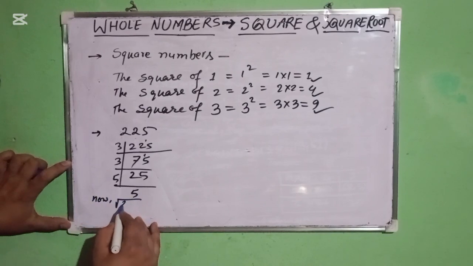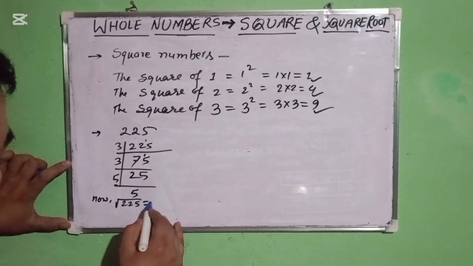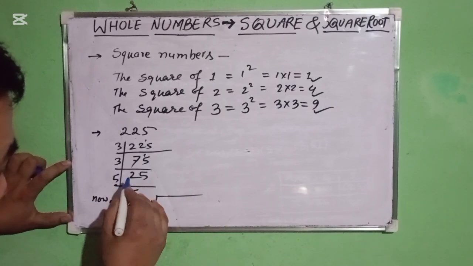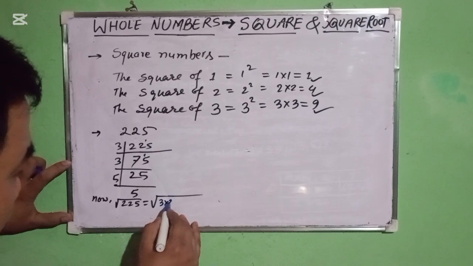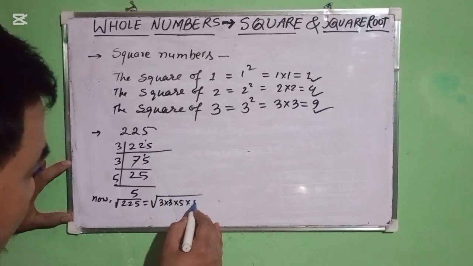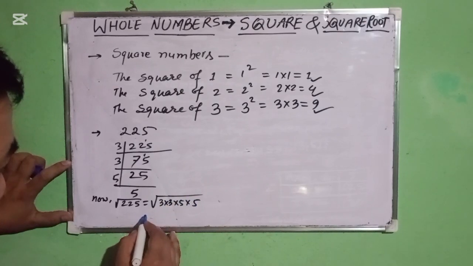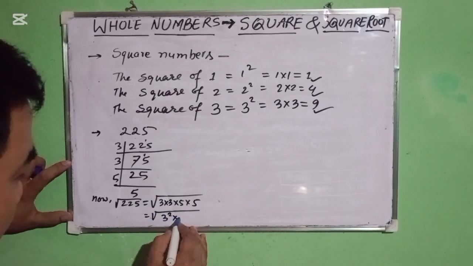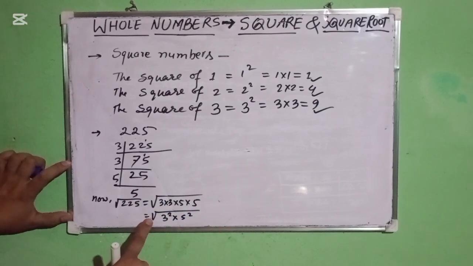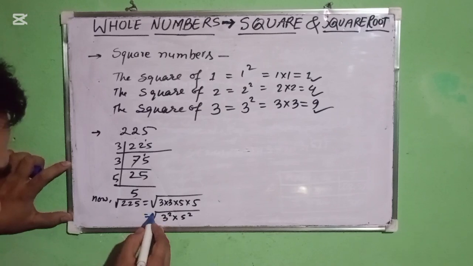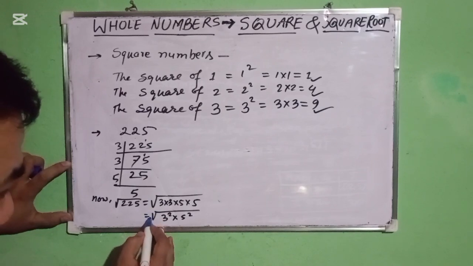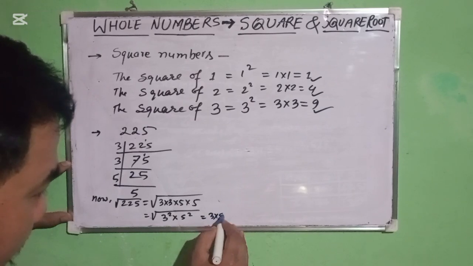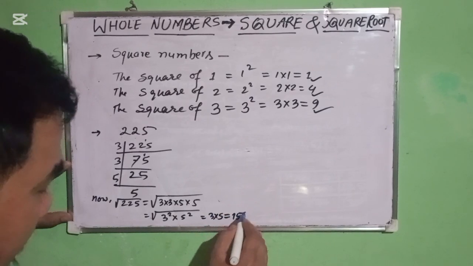And after this, when it is asked to find square root, then write here: square root of 225 equals, like this together. And inside this root symbol, this is the square root symbol, okay, you write here 3 into 3 into 5 into 5. Then we need to write like this together: 3 square and 5 square. And this square root and this square will be cancelled, and here will remain 3 into 5. Answer will come 15.